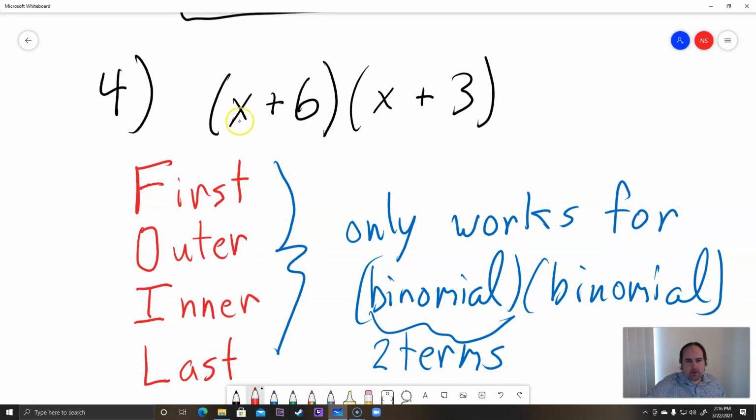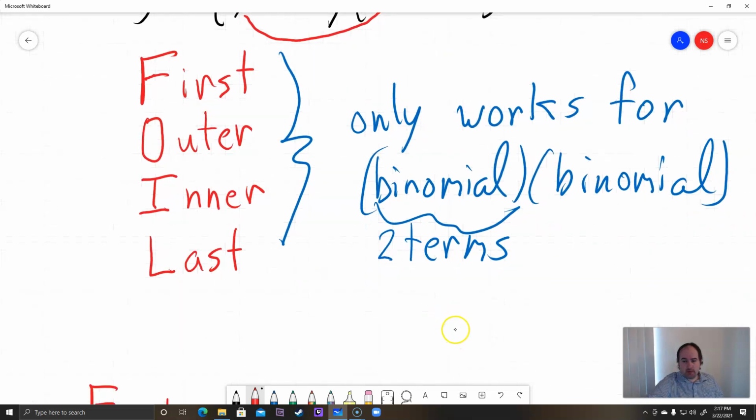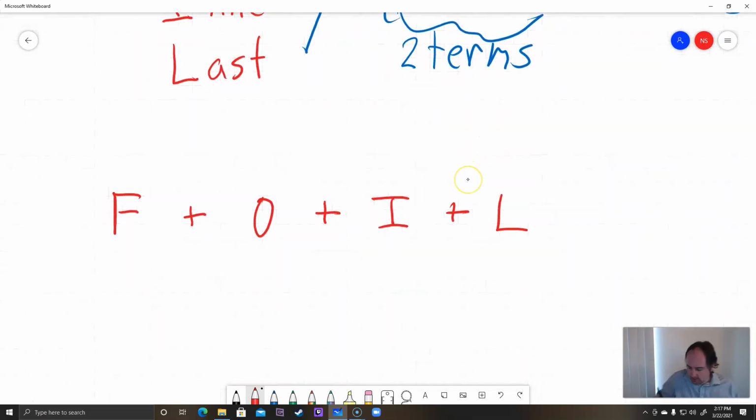So with this one, the first is actually going to be x times x. And some people like to draw the crescent underneath it to show what they're multiplying. So here the first is x times x. Those are the first terms of each binomial. So here first is going to be x times x.